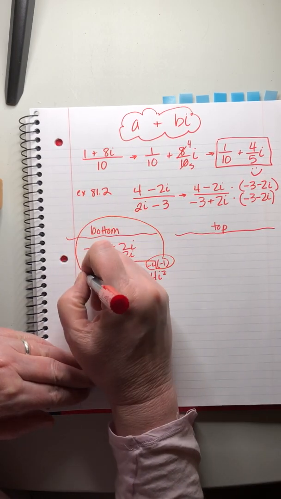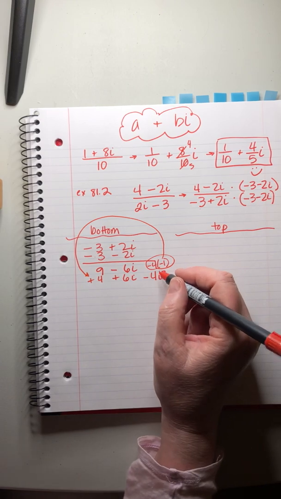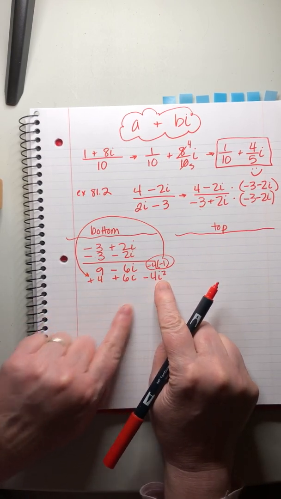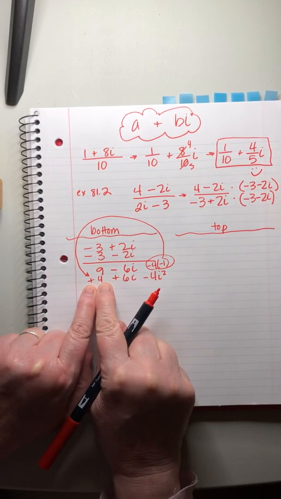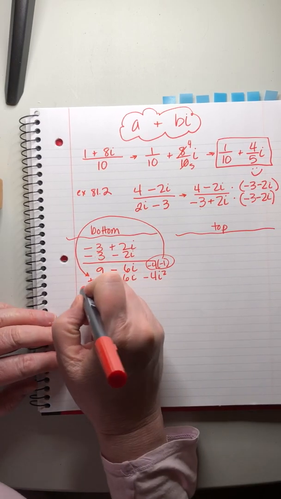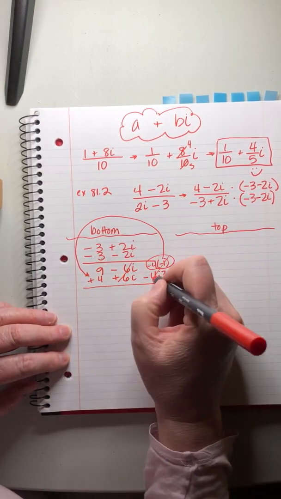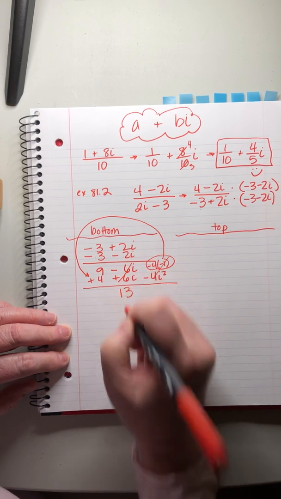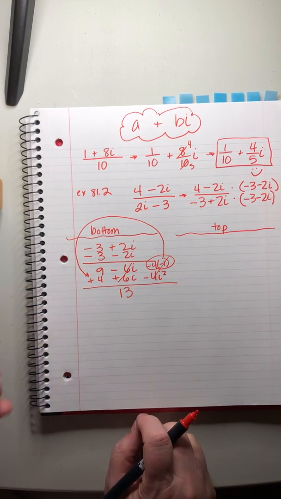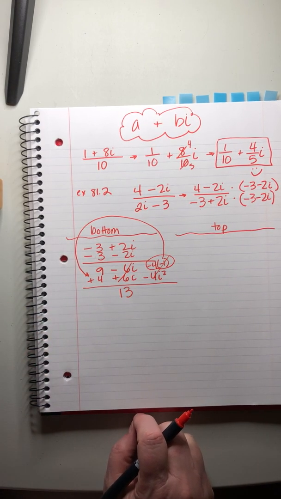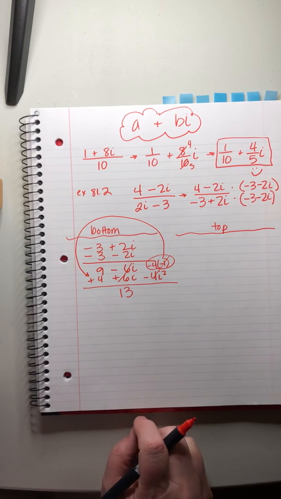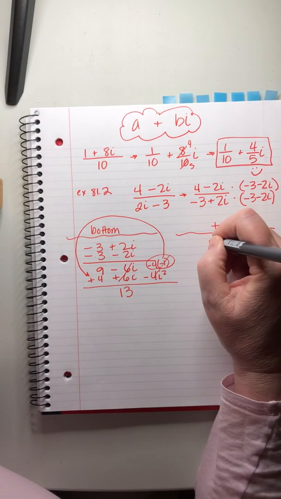As you get confident with these, you guys, you can start doing this in your head and skipping right to writing that down. When you feel ready, do it. That cancels. We took care of that. Our final answer there is 13. Our new denominator is going to be 13. I'm good with that. All right, now we have to do the top.